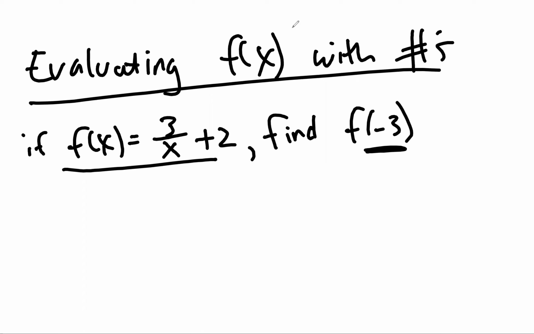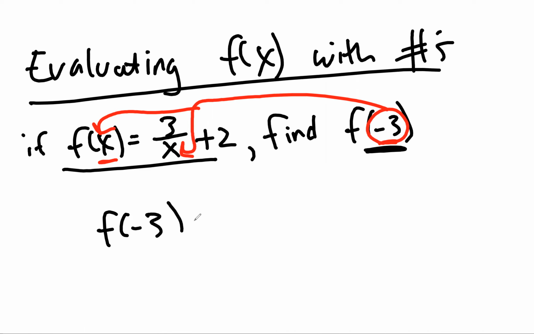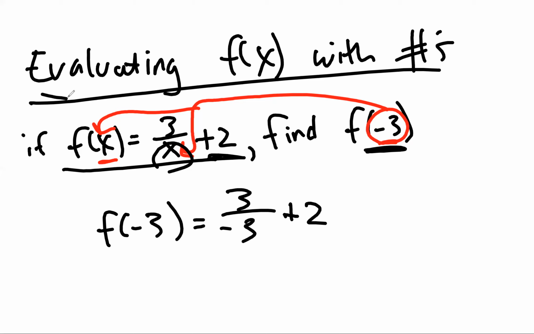Well, the first thing you're going to notice is that this x has turned into a -3. And so what do you think is going to have to happen with this -3? Plug it in for the x. Exactly. So I'm going to come back over here, and everywhere I see an x, I'm going to replace it with this -3. So I'm going to have f of -3 equals 3 over, instead of me writing this x, now it's a -3. This +2 hasn't changed.